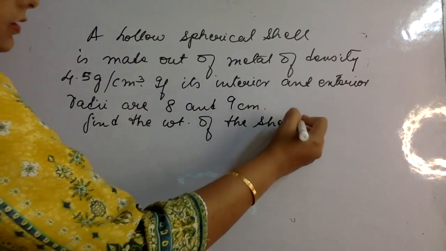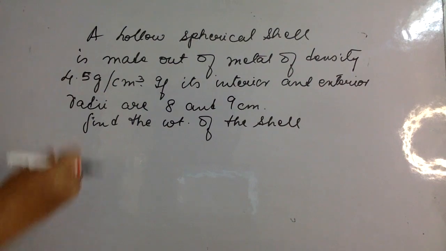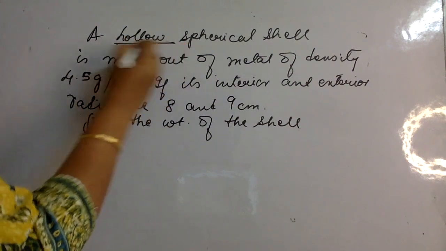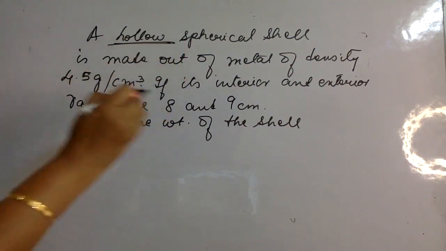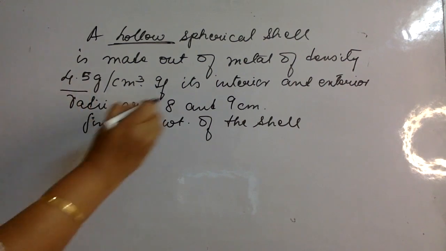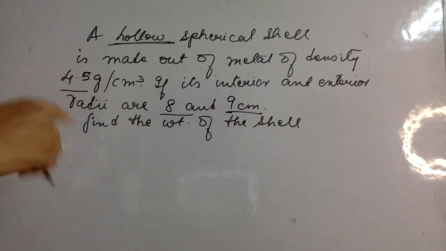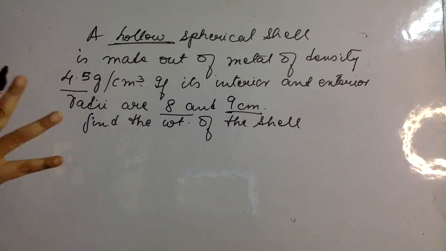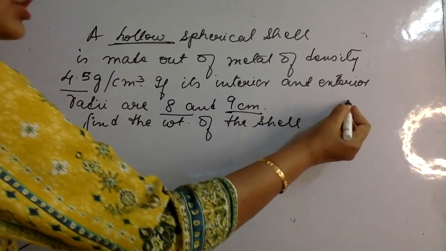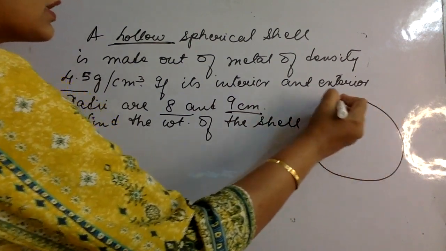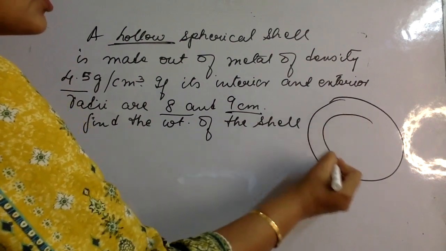So here is a question. A hollow spherical shell, okay, we have to understand this, is made out of metal of density. This is the density given here. Interior and exterior radii are given. Find the weight of the shell. Now here the very first thing is we have to understand the volume of the material that has been used in making the shell.